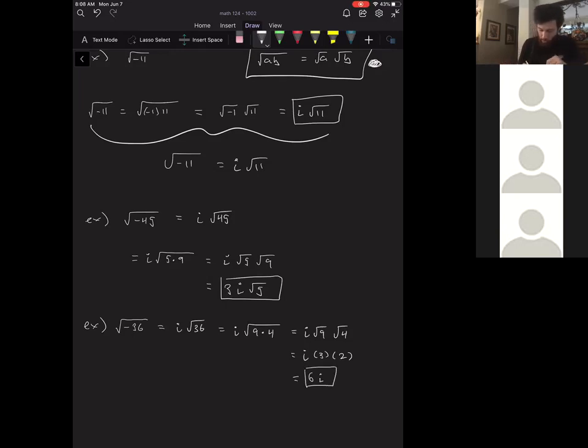So really nothing new here. All of this is if we see a minus sign, the first step is we get rid of the minus sign and put an i onto the outside.